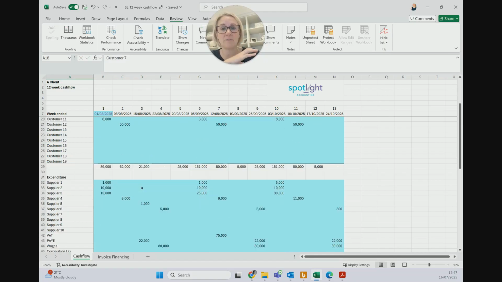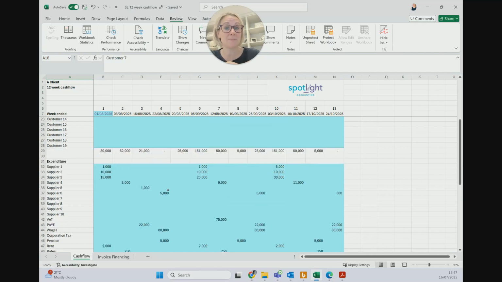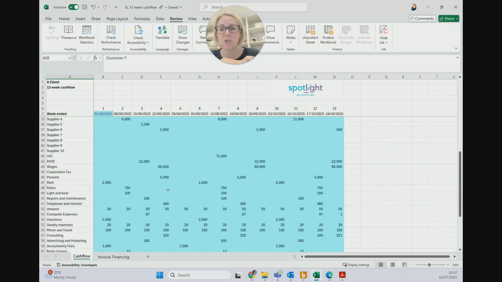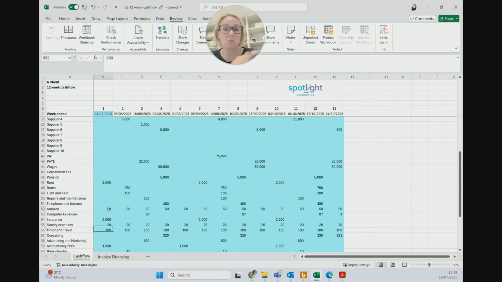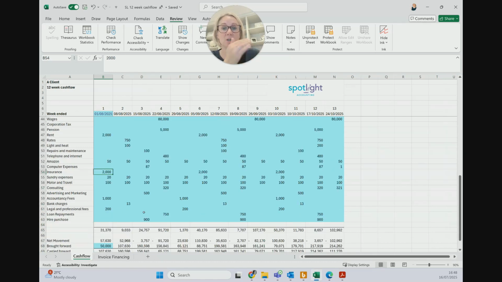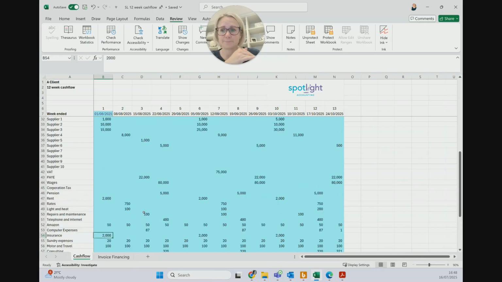On the bottom half is all the money going out. Now, the best place to look at this to start off with is your bank statements in the previous month. You've got your regular payments that will go out, and get them in when they land. So hire purchase, what day of the month does your hire purchase agreement go out? If you've got a loan, what day of the month does your loan go out? Accountancy fees, professional fees, computer expenses you've got on direct debit, insurance. So go through and drop them all down.